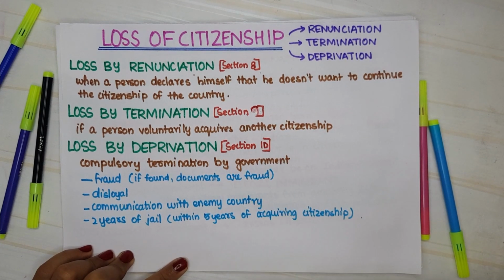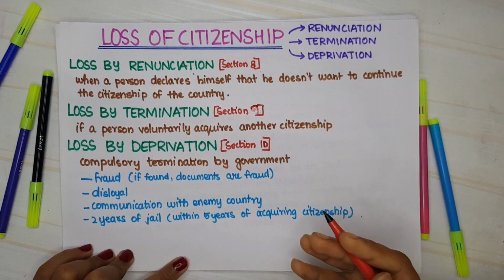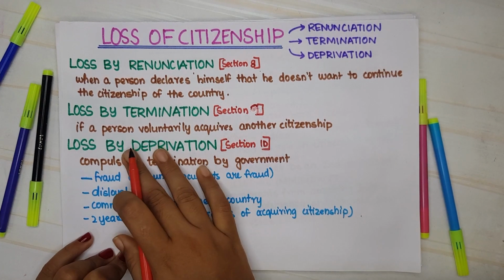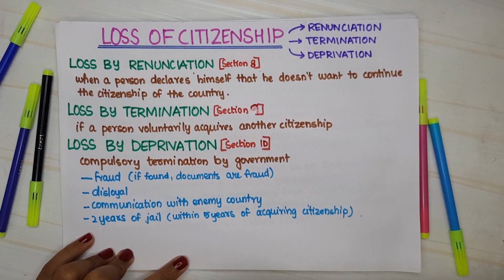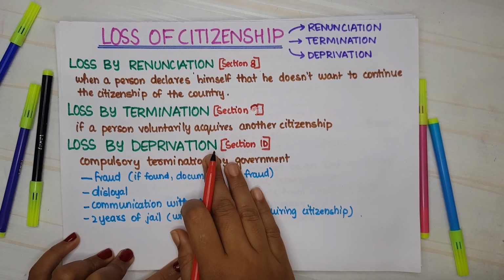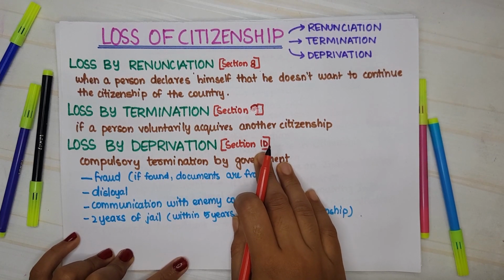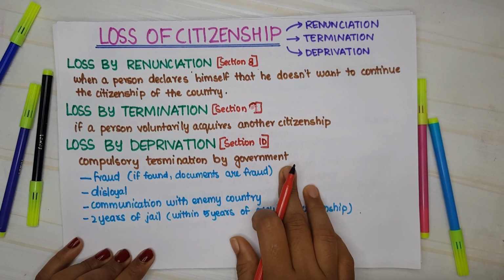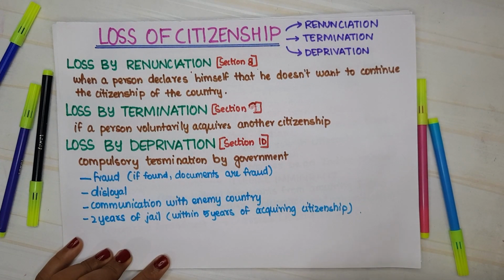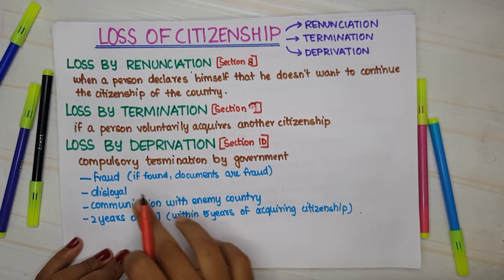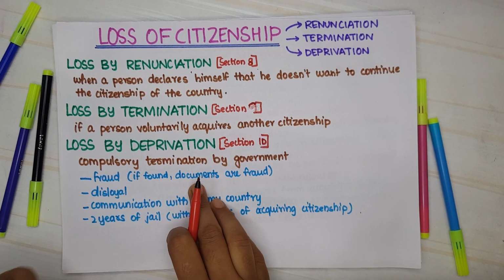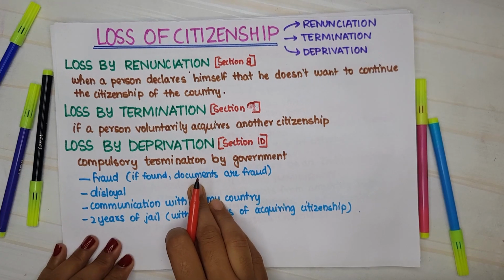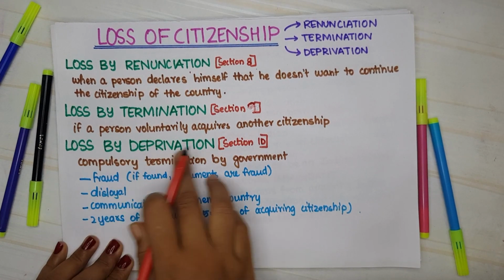Then comes the loss by termination, which is addressed under Section 9 of the Citizenship Act. If a person voluntarily acquires citizenship of any other country, then Indian citizenship is terminated at that instant itself. Then comes the loss by deprivation, which is described under Section 10. This is a compulsory termination by the government. If the government finds the citizen to be fraudulent, that is, if the documents submitted to the government are found fraudulent, then compulsory termination or deprivation happens.